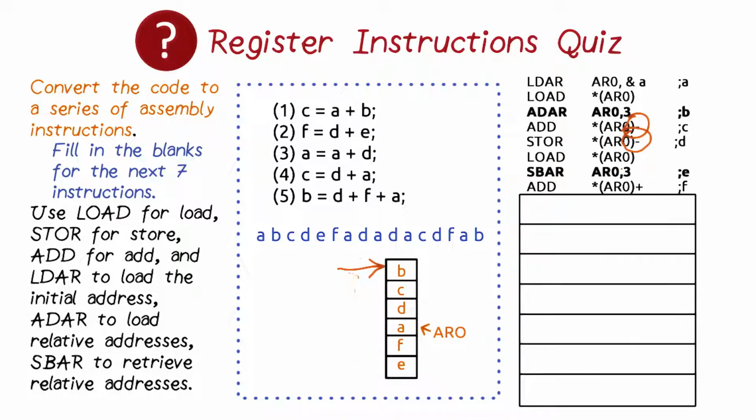And once we are pointing to B, we need to carry out a load instruction and add that value to A. So here we have an add instruction which does both for us. It will access the value which is currently pointed to by AR0, which happens to be B, bring it in and add it to the current value in the register, which is A, and that's why we have the add instruction. So far so good.